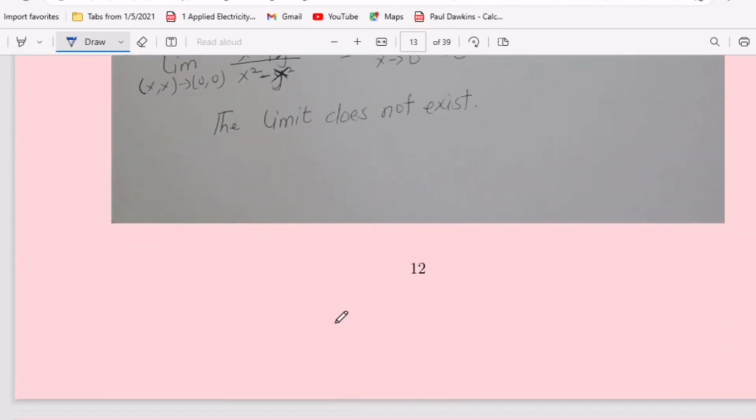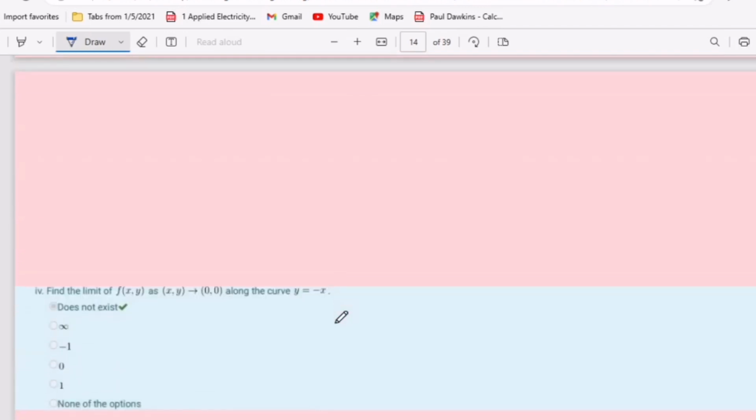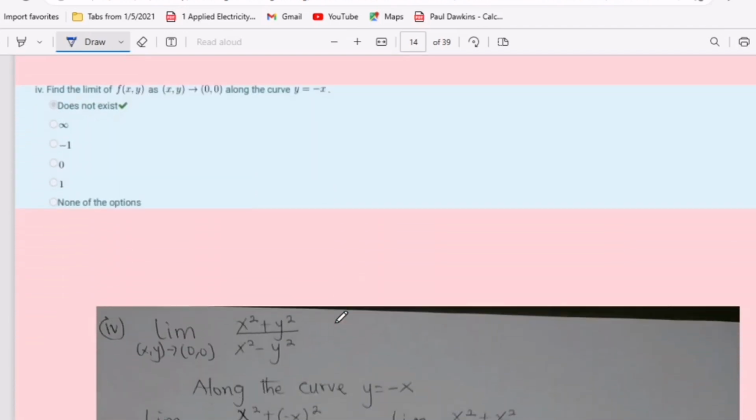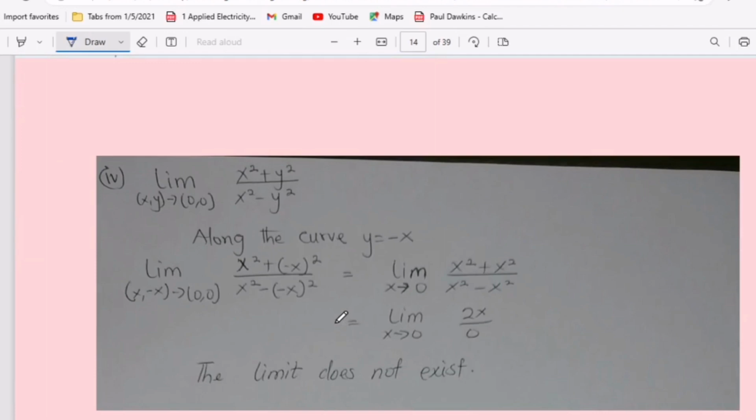Now, I told you that when you find the limit along curves, and you do all of this and you don't get the same value, what happened? The limit does not exist. So with this, we didn't get the same values for all of them, right? We had negative half, and 2x over 0. We had does not exist.